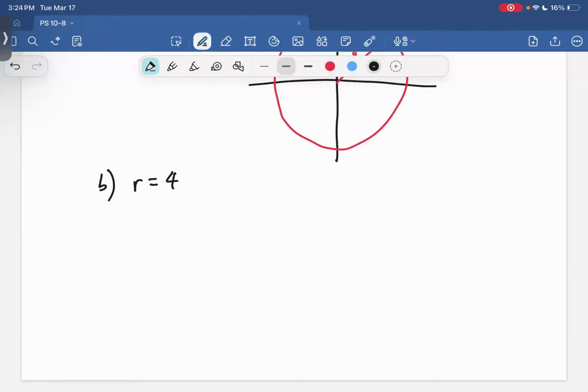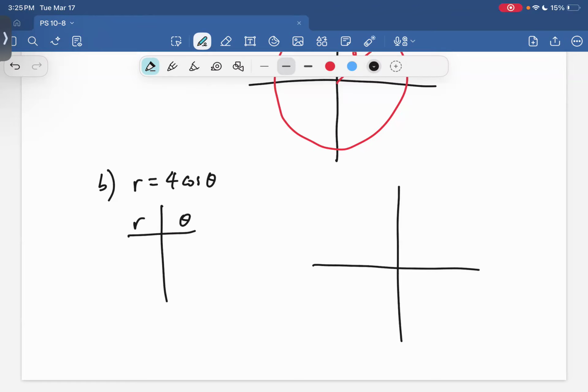r equals 4 cosine theta. Now this is going to be a circle touching the origin, remember? Anything that's a sine or a cosine is always going to be a circle touching the origin. And we just need to figure out what direction it's facing.